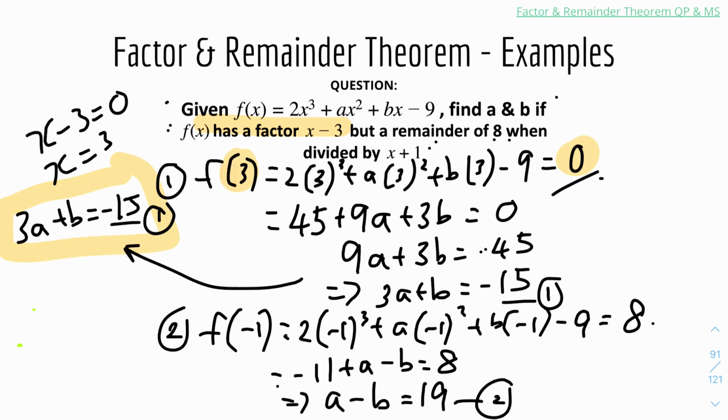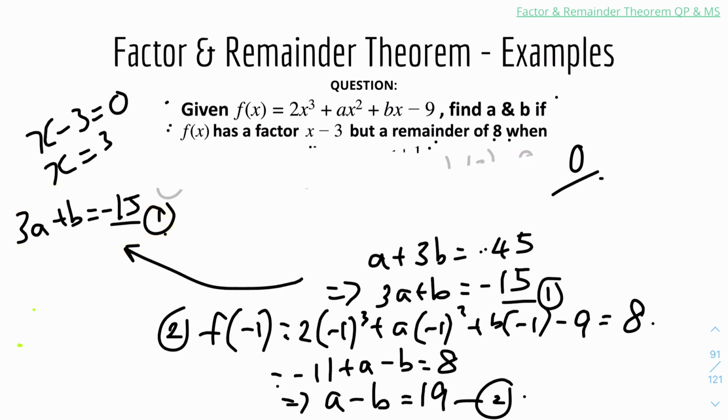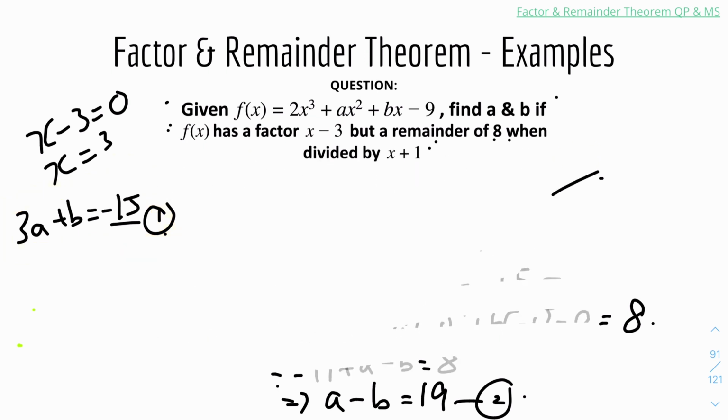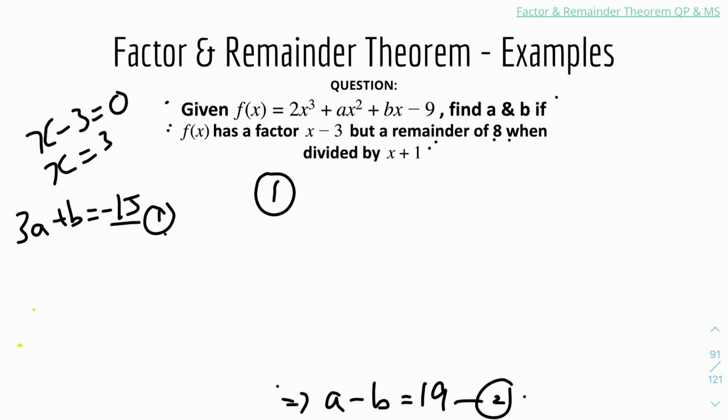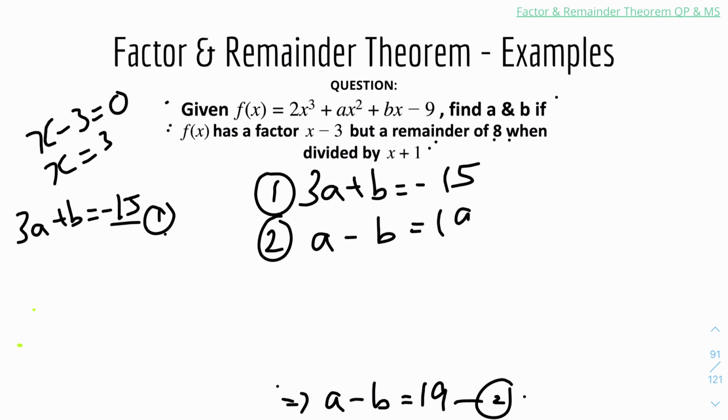So now you have two equations. You have 1 and 2. You can do simultaneous equation. Alright, so number 1, it's 3a plus b equals minus 15. Number 2, a minus b equals 19.